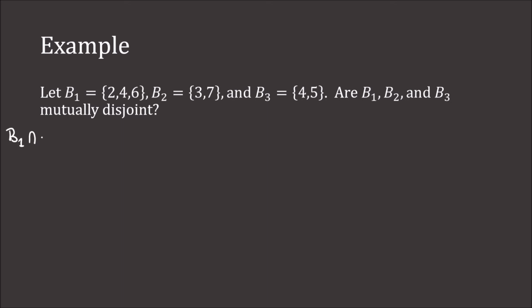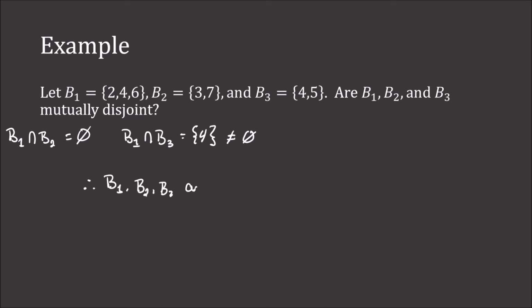So B1 intersected with B2, right? So 2 is not in B2, 4 is not in B2, 6 is not in B2. So that's empty. B1 intersect with B3. So 2 is not in B3, 4 is, and 6 is not. So B1 intersect B3 is not empty. And that's all it takes, is for one intersection pair to not be empty. Therefore, these three sets, B1, B2, and B3, are not mutually disjoint.